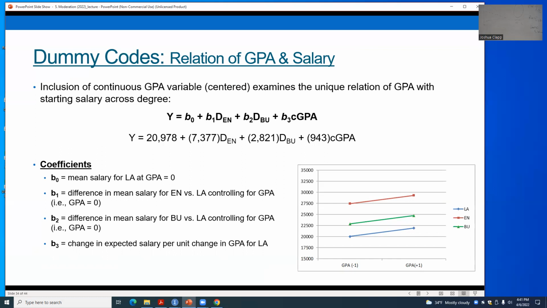Sam, you're shaking your head. No. Why aren't we surprised? Why aren't we surprised that the unique effect of GPA on salary doesn't change across these three? What's that? They all have a different intercept, sure. In terms of, in this model, they're not a degree, starting salary and GPA. No, why not?